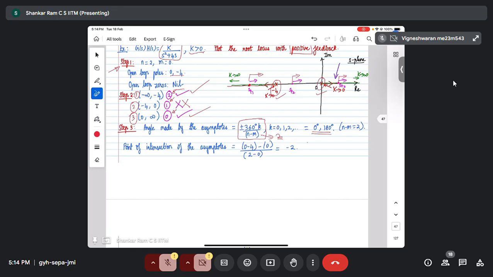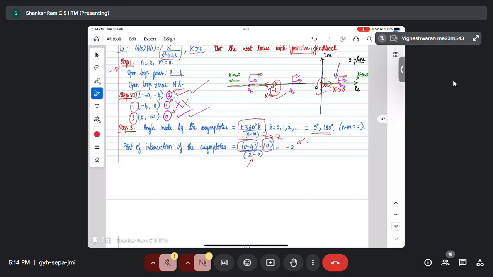So the point of intersection of the asymptotes, the formula is the same, right? Sum of the open loop poles minus sum of the open loop zeros divided by n minus m. Okay, so the point of intersection comes to be minus 2. So now one may wonder, what are these two asymptotes, right? We have figured out that the two asymptotes should be at an angle of 0 degrees and 180 degrees with the positive real axis, but they should also intersect at minus 2, right?